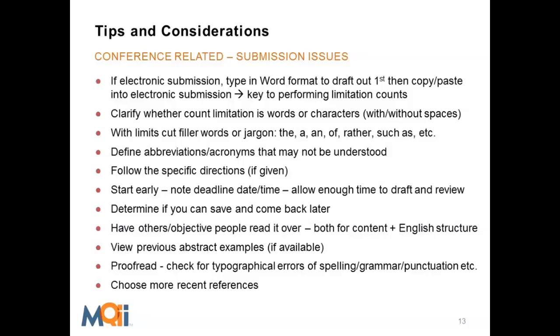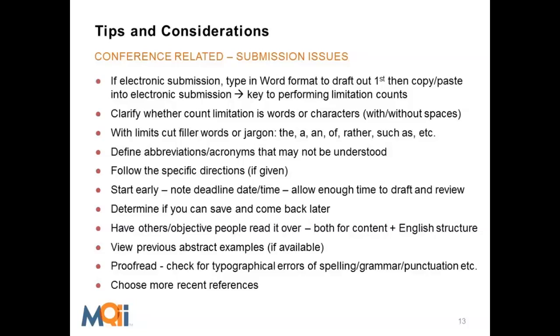Sometimes, for certain conferences, you can go in and look at previous abstracts that were submitted in years past. Sometimes they will even share from the previous year abstracts that were submitted, which is really helpful. So do your homework.